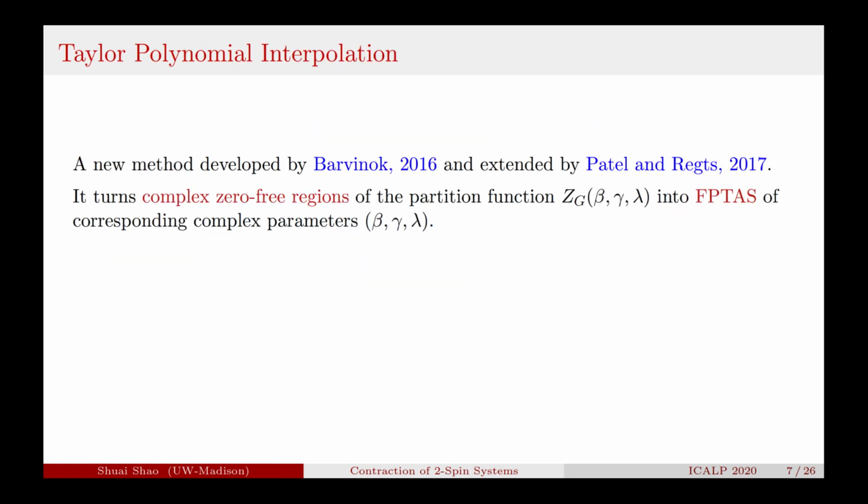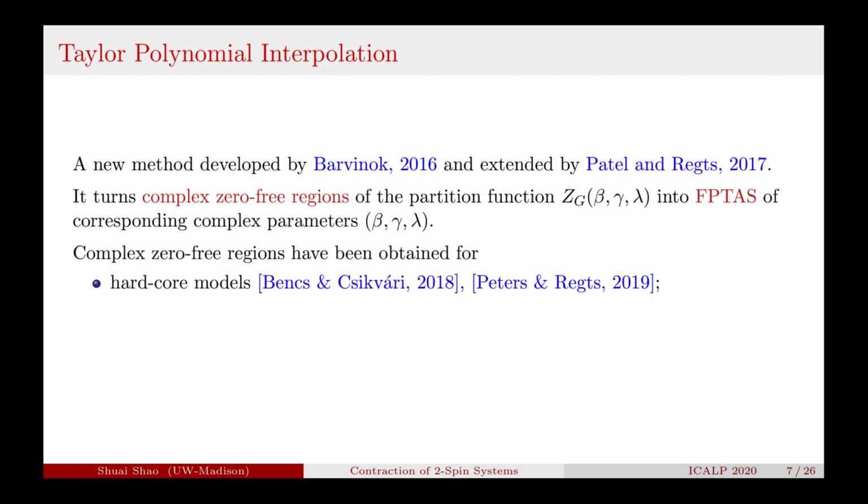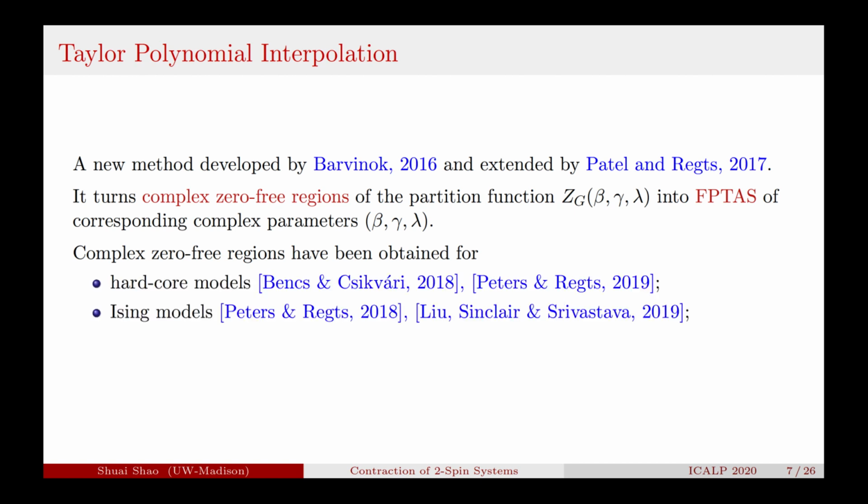Well, the Taylor polynomial interpolation method is a new method developed by Barvinok, and it was extended by Patel and Regts. It turns complex zero-free regions of the partition function into FPTAS for the corresponding complex parameters. So it connects the long-standing study of complex zeros to the approximation algorithms of the partition function. And motivated by this, complex zero-free regions have been obtained for hardcore models, Ising models, and general two-spin systems.